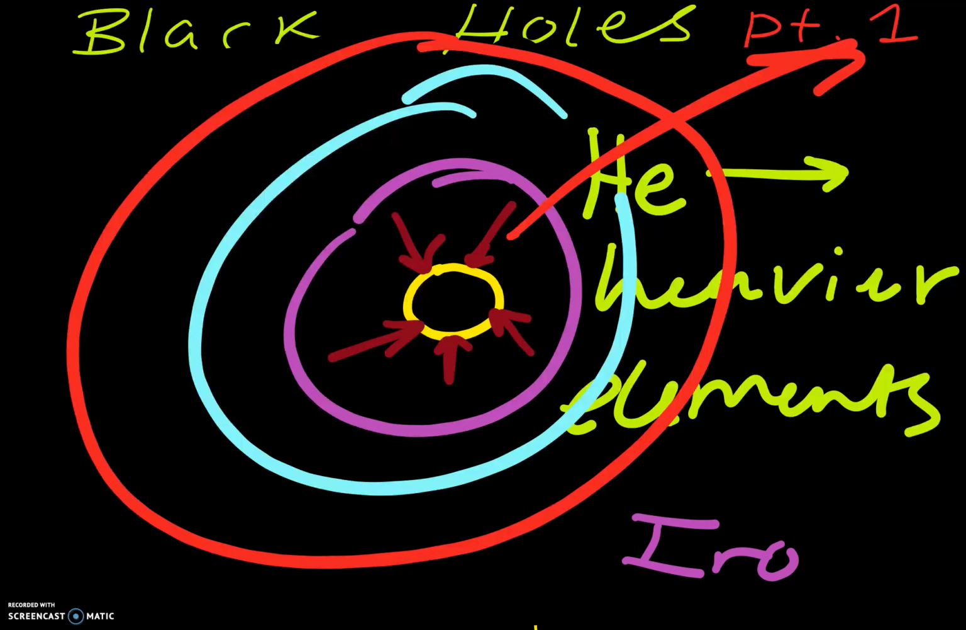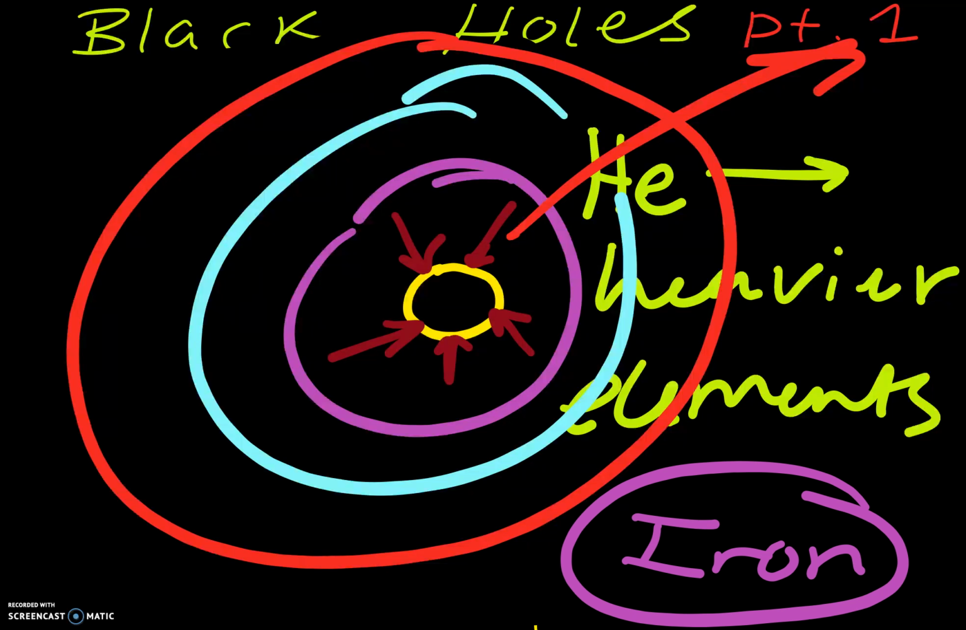It ends with iron. Iron is not going to generate any more energy. So once you get to iron, nuclear fusion stops, and one of three things will happen at that point. When nuclear fusion stops, what ends up left behind is the core of the star. So there's a pretty simple rule that you can use to figure out what's going to happen from this point.